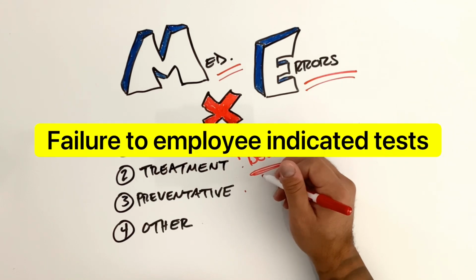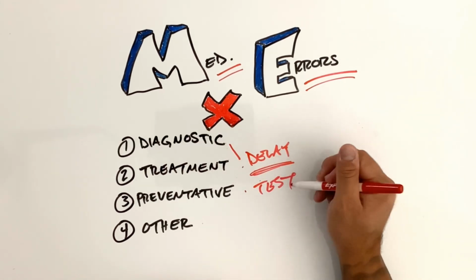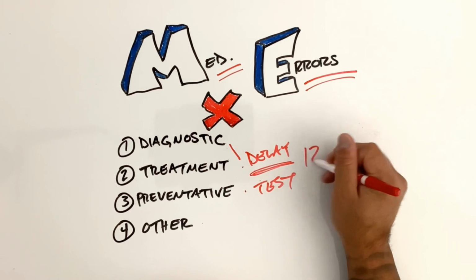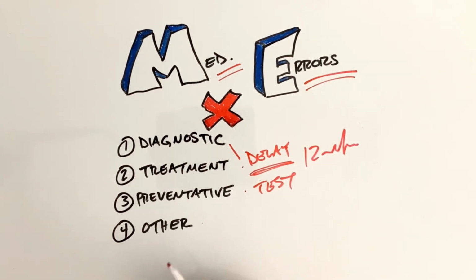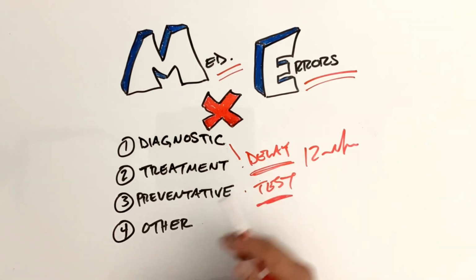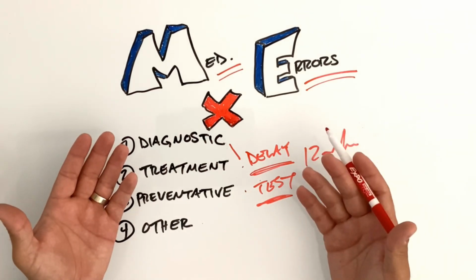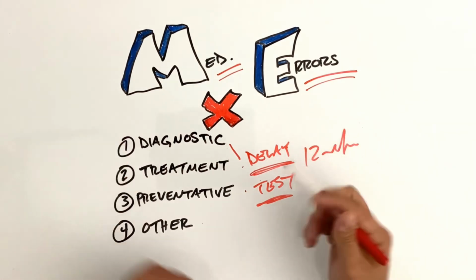Next is failure to employ the indicated tests. Now we've delayed a test. We want to make sure that we're not going to have a failure to employ the indicated test, like our 12-lead. Does our patient have chest pain? Not only should there not be a delay, we should also be doing that test. We should be following our protocols. If we have patient A that has chest pain, we should be doing the appropriate test for it.